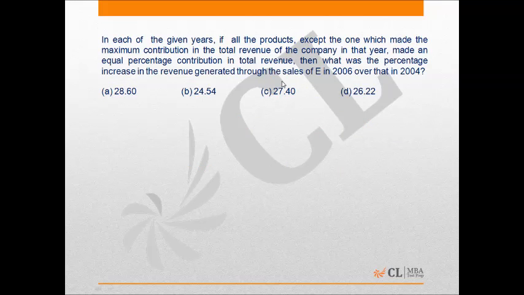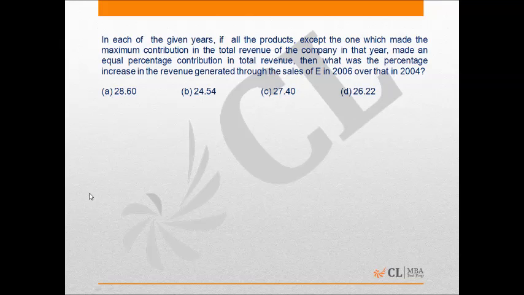Next, in each of the given years, if all the products except the one which made the maximum contribution in the total revenue of the company in that year made an equal percentage contribution in the total revenue, then what was the percentage increase in the revenue generated through the sales of E in 2006 over that in 2004? What it is saying is, except the product which has made the maximum contribution, all the remaining 4 products made an equal contribution. And I have to find out the percentage increase in the revenue generated by E in year 2006 over that in 2004.